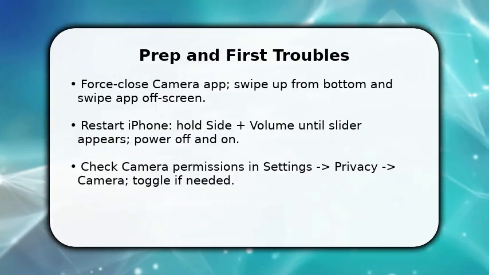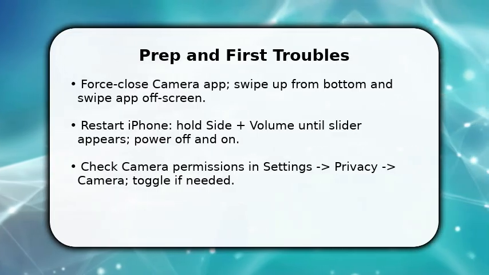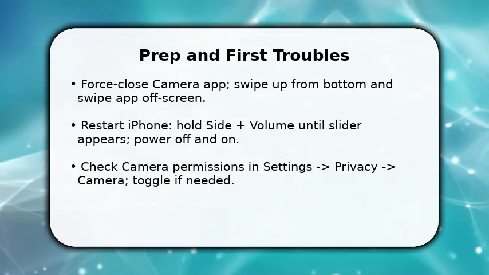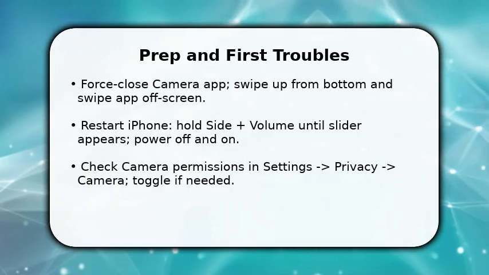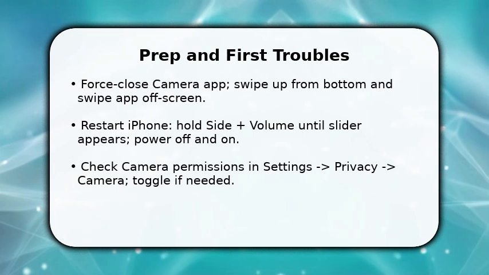Next, check for a quick software update in Settings, General, Software Update. Install if available, since small bugs are often fixed by incremental updates. These actions eliminate most common app freeze and permission issues immediately.